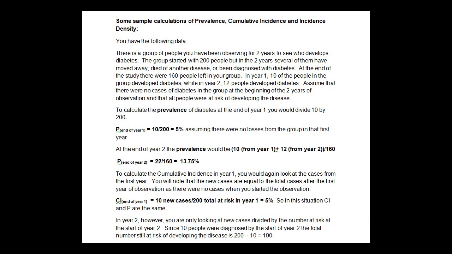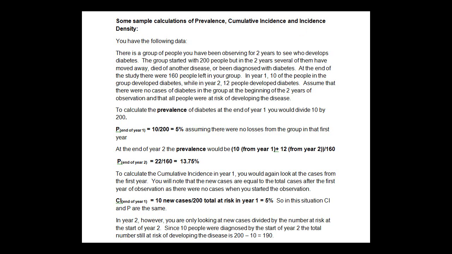So let's go back to the Week 3 step-by-step guide to see how these calculations work. In this example, we have a 2-year study of 200 people, and we're going to look to see who develops diabetes. At the end of the 2 years, there are only 160 people left. In year 1, 10 people develop diabetes. In year 2, 12 people develop diabetes.